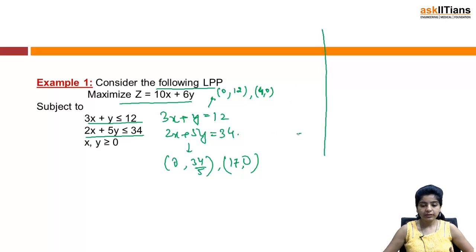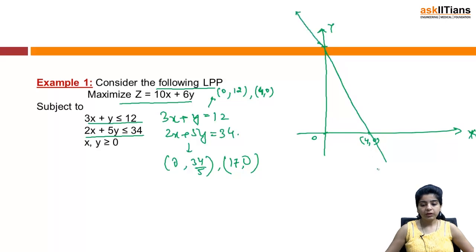Again this is my x-axis, this is my y-axis, and this is my origin. So I need to draw 0, 12 and 4, 0. I take this point at 4, 0, and this is my, suppose, 0, 12. You have to join these 2 points. So this is the line that I obtain. This is my first line, this is 0, 12, right?